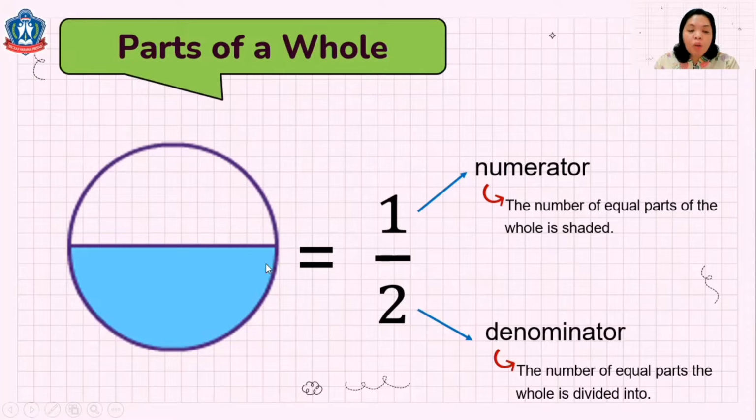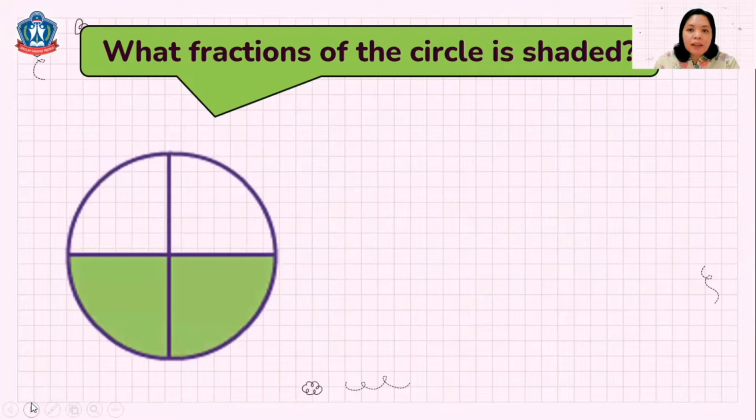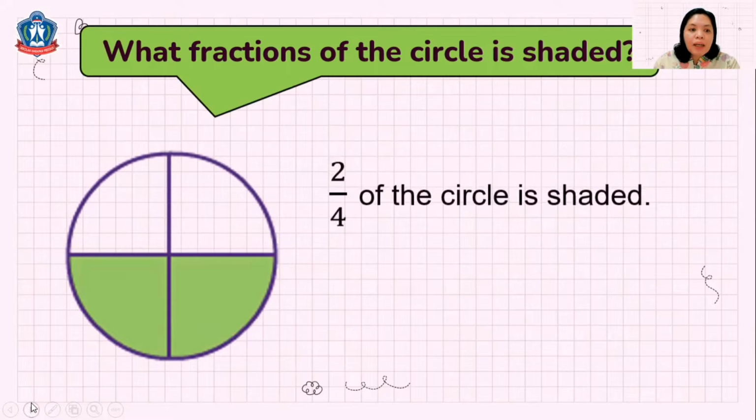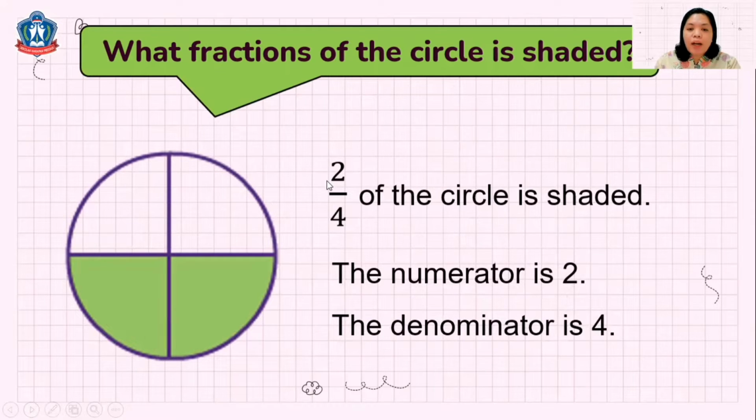So our one whole here is divided into 2. So our denominator is 2, and only one part is shaded. So our numerator is 1. Another example. What fraction of the circle is shaded? Let's find the numerator and the denominator. Look at this circle. The circle is divided into 4 parts, and 2 parts are shaded. So 2/4 of the circle is shaded. The numerator is 2 and the denominator is 4. So we can read this one as 2/4.